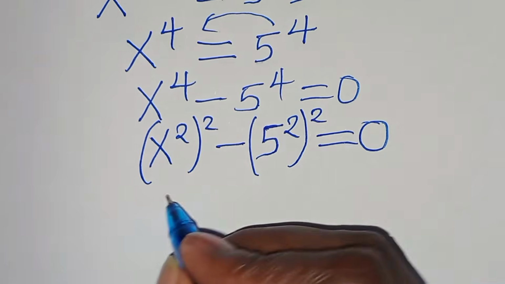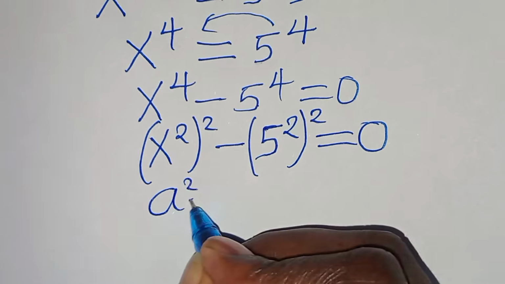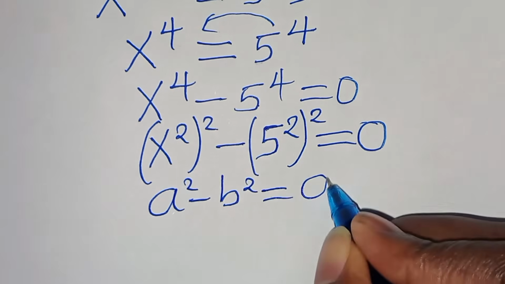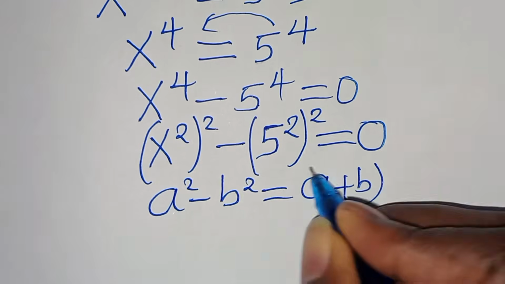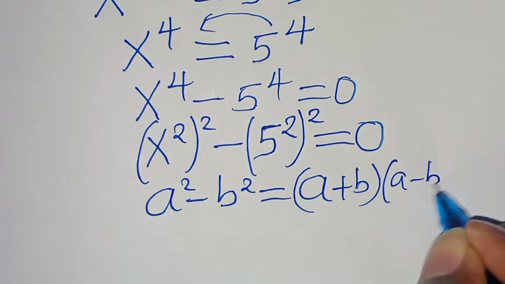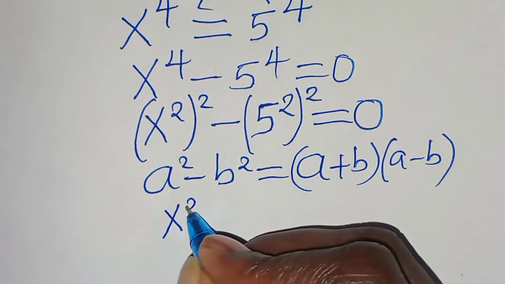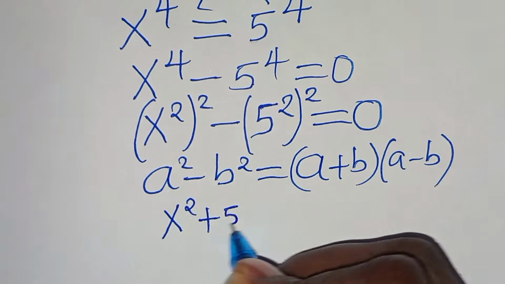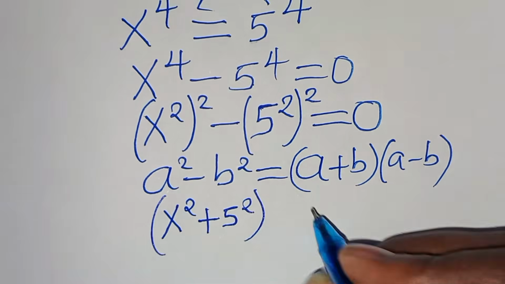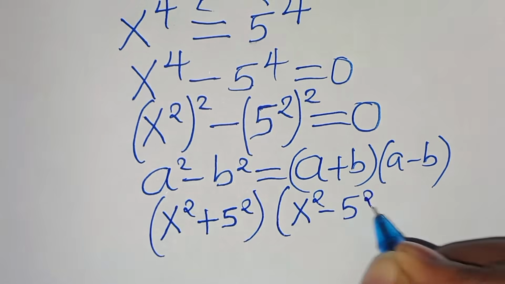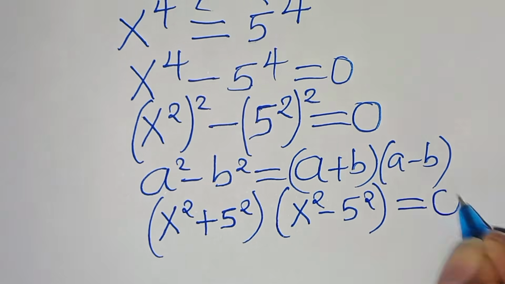This equation is in the form of a squared minus b squared, which we can express as a plus b multiplied by a minus b. So we have x squared plus 5 squared, then we have here x squared minus 5 squared. This is equal to 0.